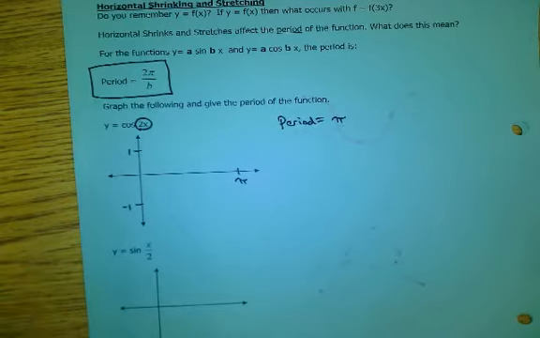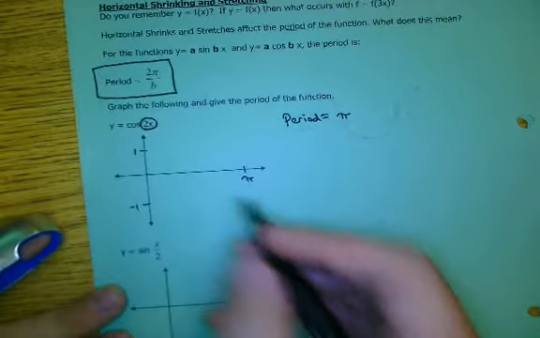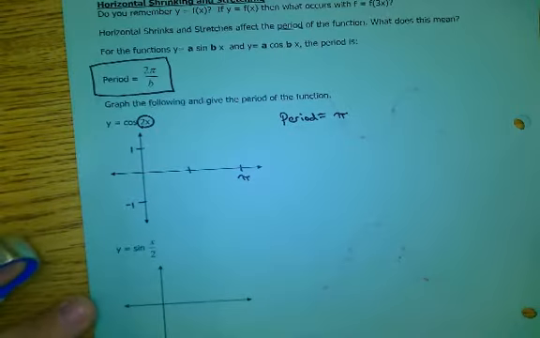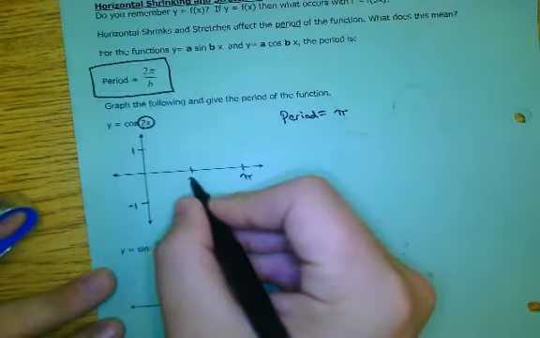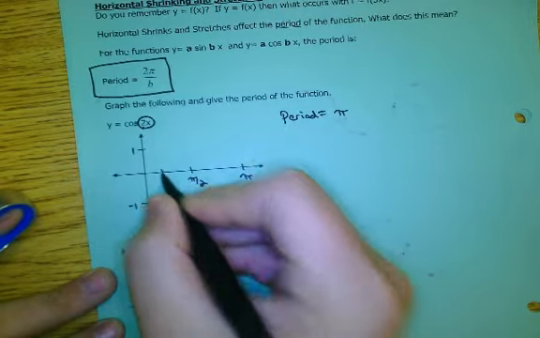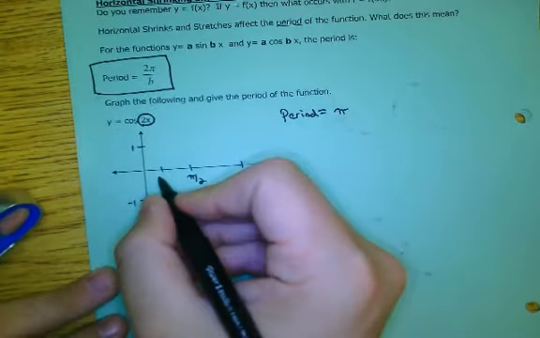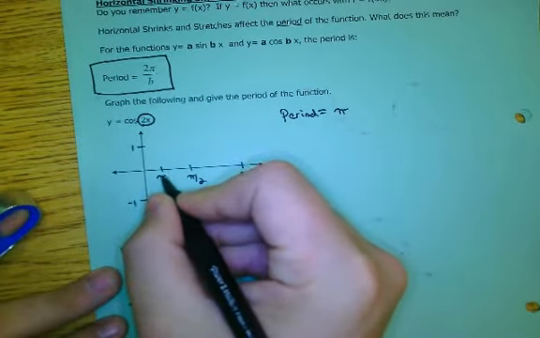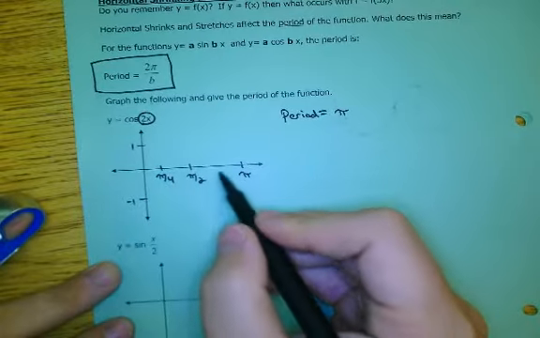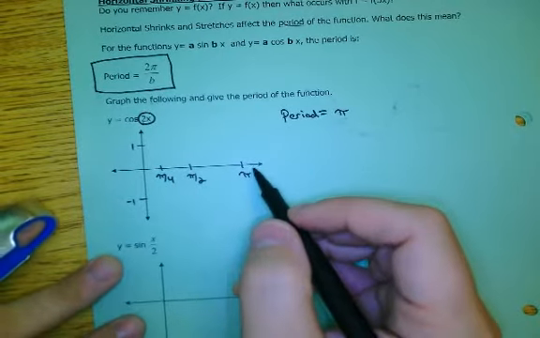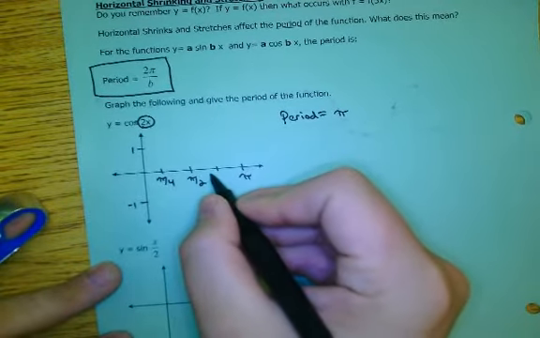It does not need to be to scale. It goes out to pi. I'm not asking you to graph 2 of these things. I'm asking you just to graph 1, unless it says you have to graph 2. What's between 0 and pi? Pi over 2. What's between 0 and pi over 2? Pi over 4. What's between pi over 2 and pi? You'll get used to it.